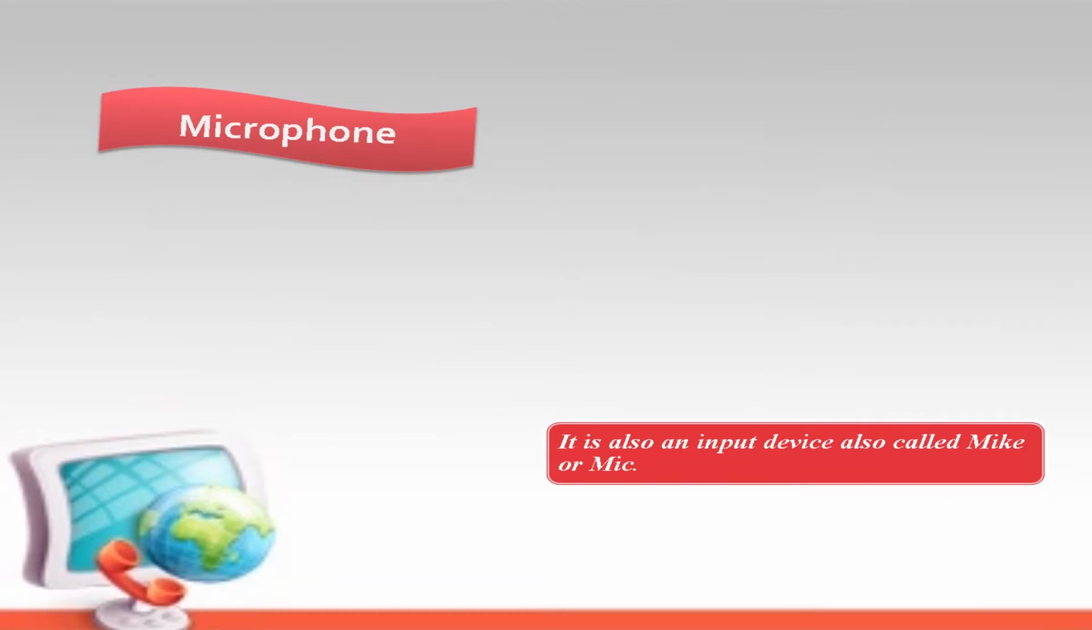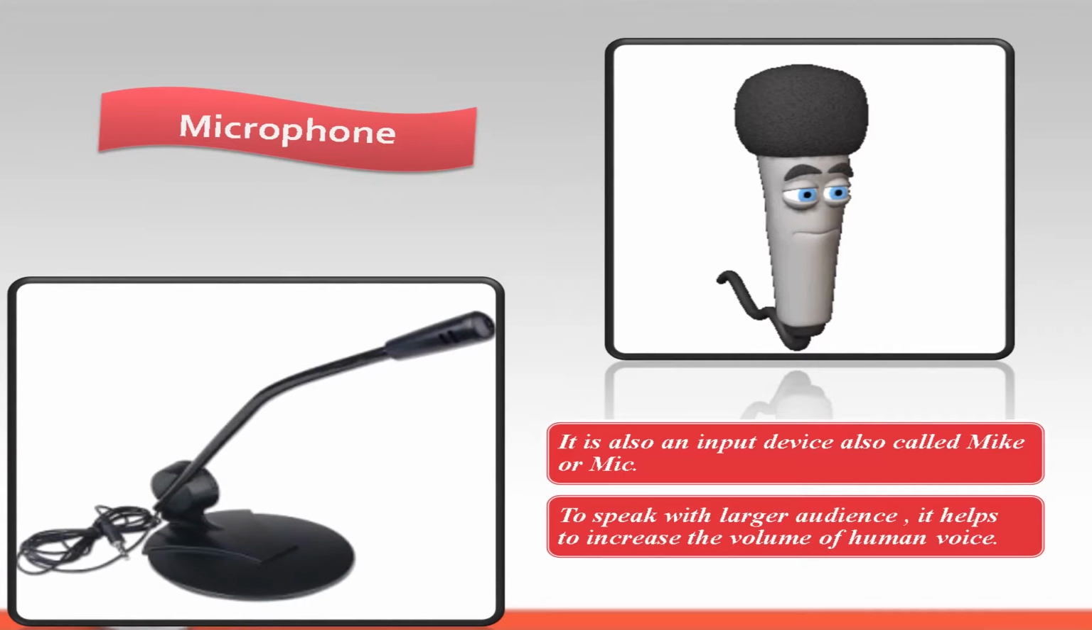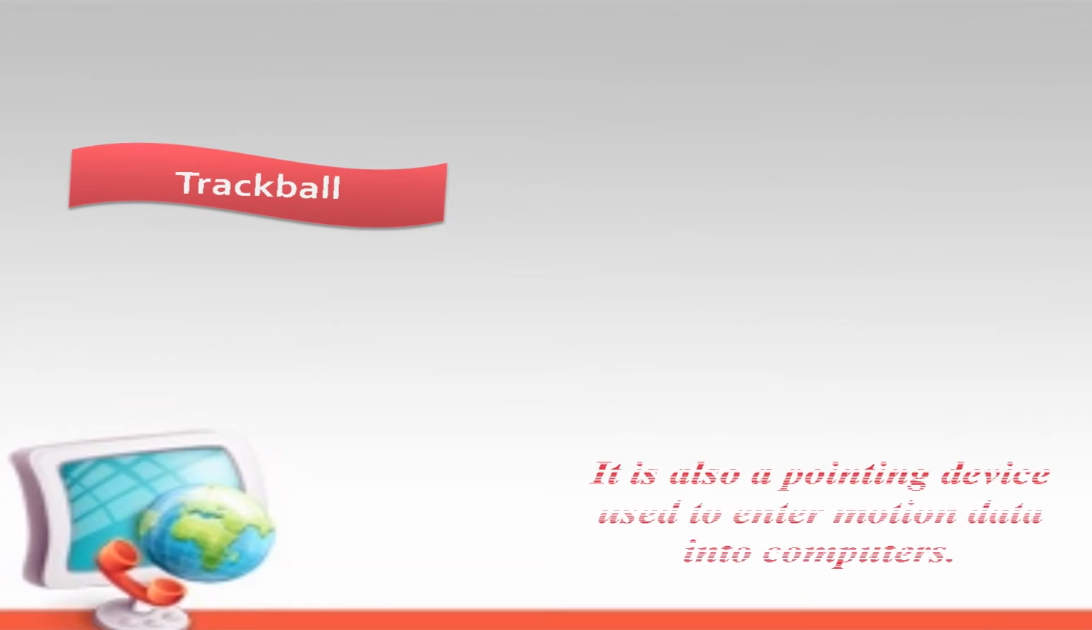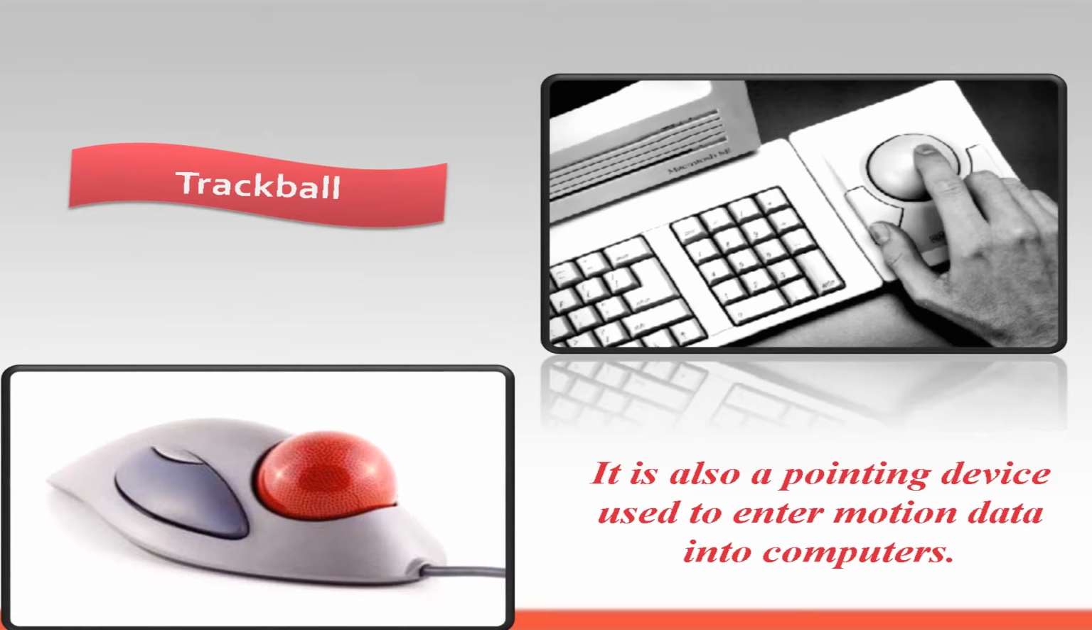The microphone is also an input device and is also called the mic, which takes sound as the input, stores that sound into digital form, and is also used to record any audio, and to speak to a larger audience, as it helps in increasing the volume of human voice. The next input device is the trackball. It is also a pointing device used to enter motion data into computers. It serves the functionality of a mouse but is designed with a movable ball on the top which can be rolled in any direction and can be placed on the surface type.